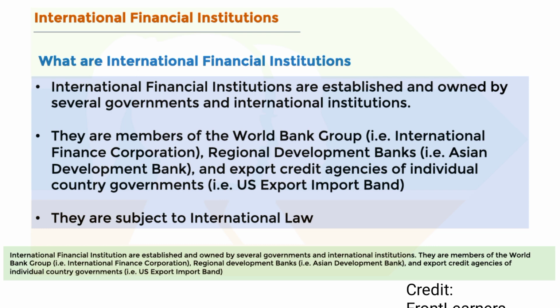International financial institutions are established and owned by several governments and international institutions. They are members of the World Bank Group. Examples are the International Finance Corporation; regional development banks, for example, the Asian Development Bank; and export credit agencies of individual country governments, for example, the US Export-Import Bank.